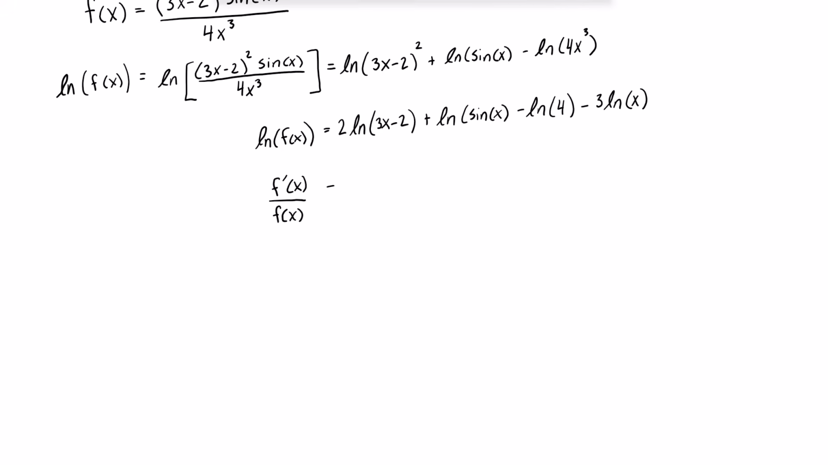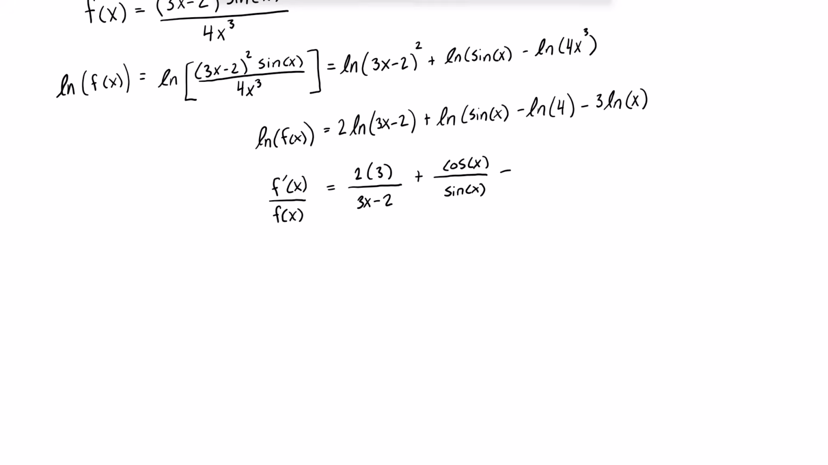The same thing goes for each of the other terms, so the derivative of 2 ln of 3x minus 2, well, that 3x minus 2 will go on the bottom. The 2 will stay on top, and it'll be multiplied by the derivative of the inside, which is just 3. Same will go for the next one. The ln of sine of x, we bring the sine of x down, and we multiply that by the derivative of sine of x, which is cos of x.